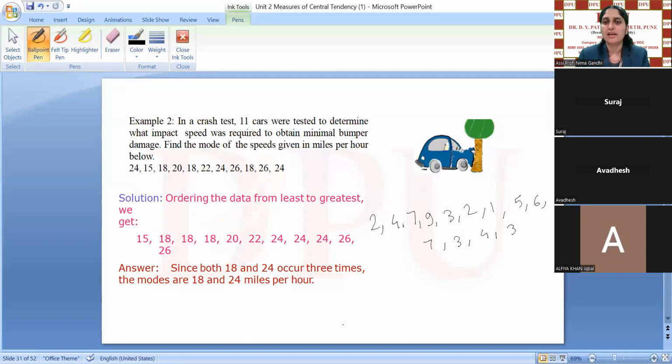Five is coming one time. Six is coming one time. Seven is coming two times. Eight is not there. Nine is coming one time. So what is the value of mode? Mode is the value which repeats the maximum number of times. So three is your mode. Correct. Now if the data is like this.